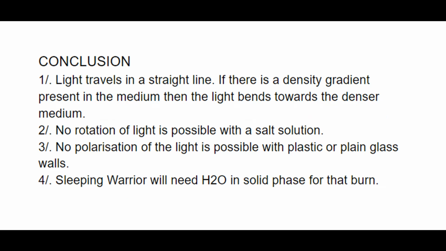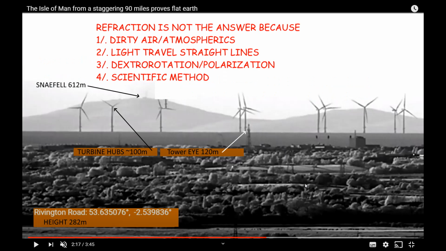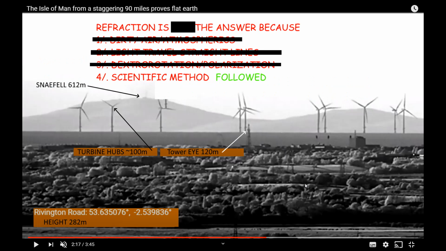So now we understand that the light is curving due to a density gradient, and that gradient is not in any way to do with polarization because the solution never changes. We can now see that Snæfell is in a different position to what the theoretical geometric atmosphereless Earth would be, and that's due to the atmosphere not being homogeneous. There is a gradient in the atmosphere.